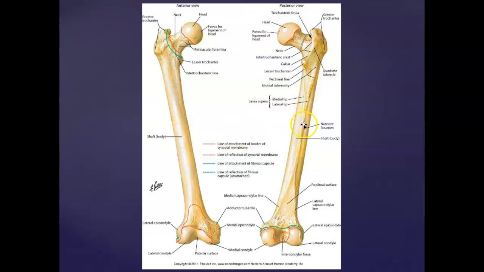But this is, again, a site of muscle attachment, particularly for the adductor muscle group. At the end of that, you'll see the adductor tubercle, just superior on the medial side, superior to the medial condyle of the femur on the posterior side, the adductor tubercle.